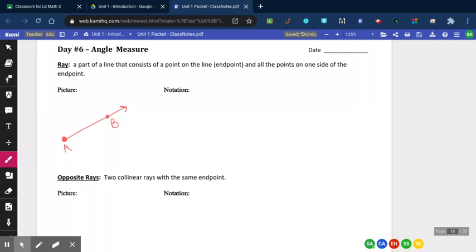Now, the notation for this: maybe I have a point here, A, and another point here, B, on the line. I would call this ray AB, and I'm just going to draw one arrow. You remember our lines: line AB would have 2 arrows, segment AB would have no arrows, but a ray would have 1 arrow.